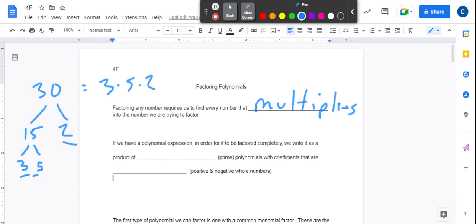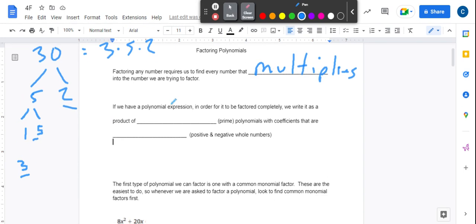So when we're doing it with polynomials, it's kind of the same deal. We're trying to simplify it down into all the prime numbers that it factors into. If we have a polynomial expression, in order to factor it completely, we have to write it as a product of non-factorable, prime polynomials, with coefficients that are integers, which are positive and negative whole numbers. So that's kind of what we're doing here.